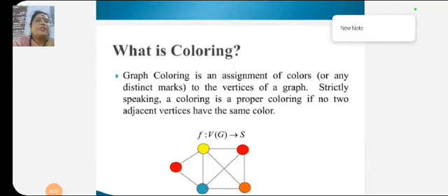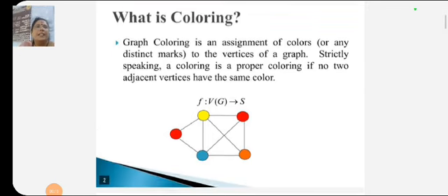Today we are going to study about the types of coloring. What is coloring? Graph coloring is an assignment of colors or any distinct marks to the vertices of a graph. Strictly speaking, a coloring is a proper coloring if no two adjacent vertices are the same color.